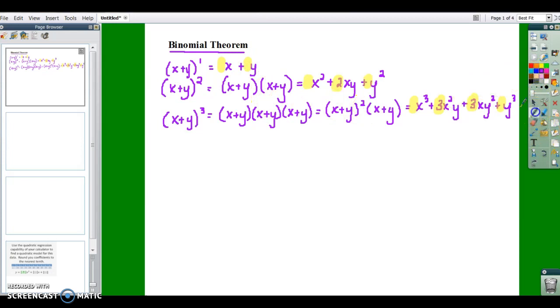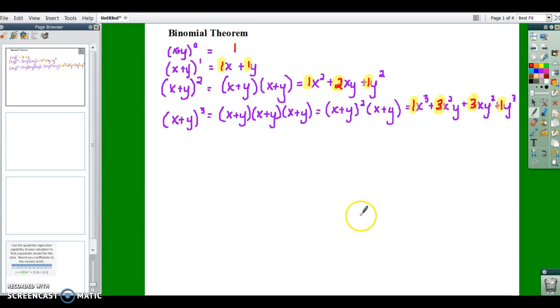And if I went back, and I kind of ran out of room here, but if I went back and did x plus y to the 0 power, that would just be 1, right? Because anything to the 0 power is 1. So if you look at your coefficients, and I'll put them in red so you can see, I've got 1, and then this would be 1, 1, this is 1, 2, and 1, this is 1, 3, 3, 1.